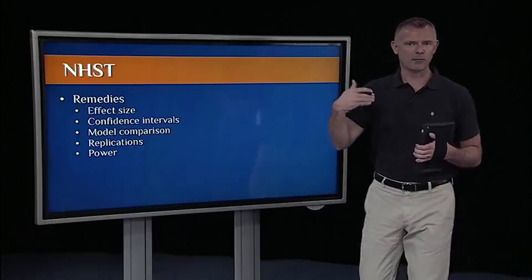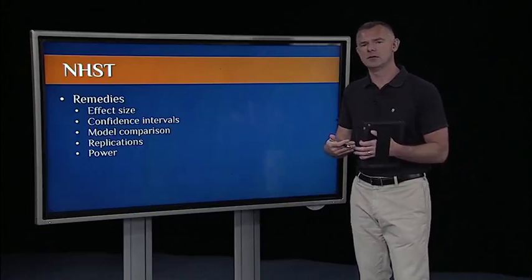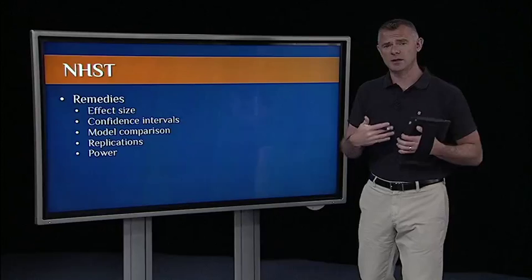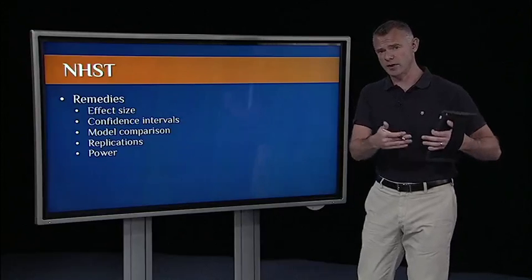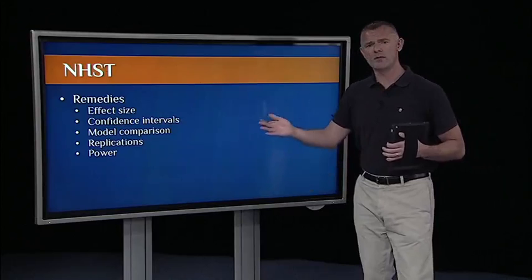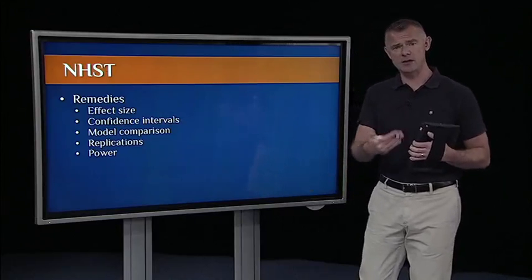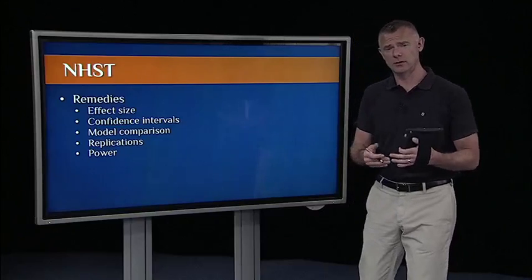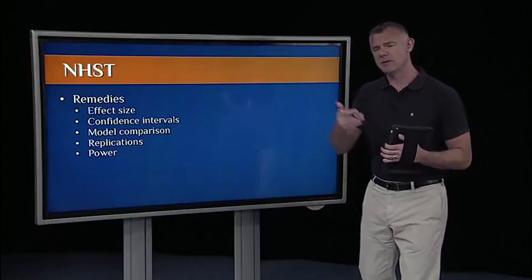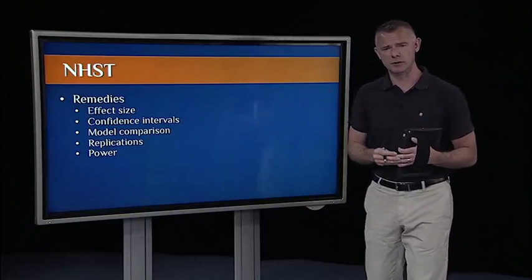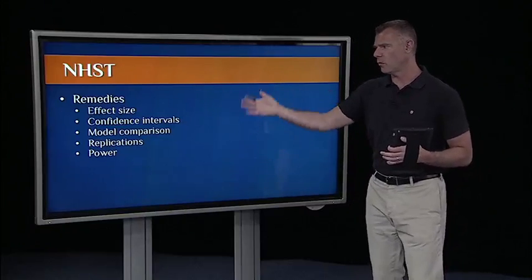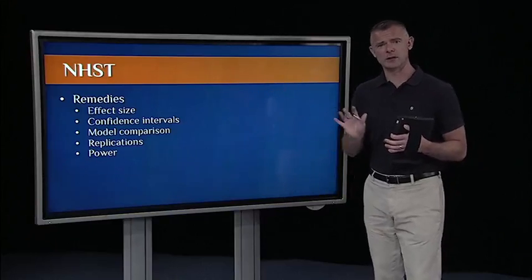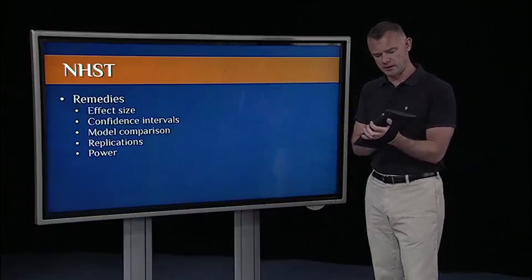Also, replicate, replicate, replicate. If you find a significant result, replicate it. That way, you're protecting yourself against the possibility that you've committed a type 1 error. And be aware of the statistical power that you have in your studies so that you're not making yourself susceptible to type 2 errors, right? Because if you're underpowered, you might be missing effects that are true and really exist out there. So by being aware of the problems of NHST and applying these remedies, I think it's fine to proceed with NHST.